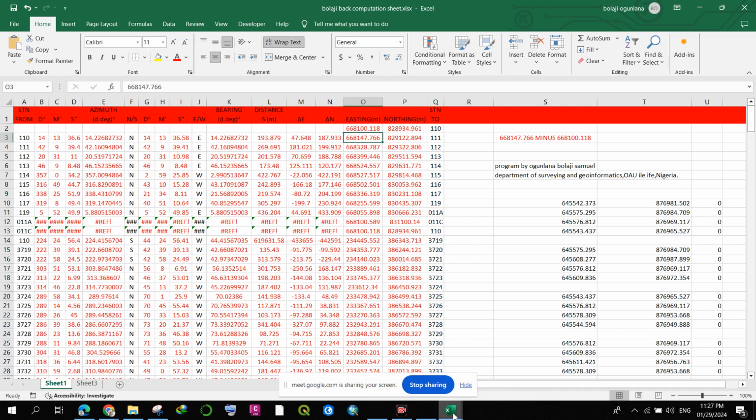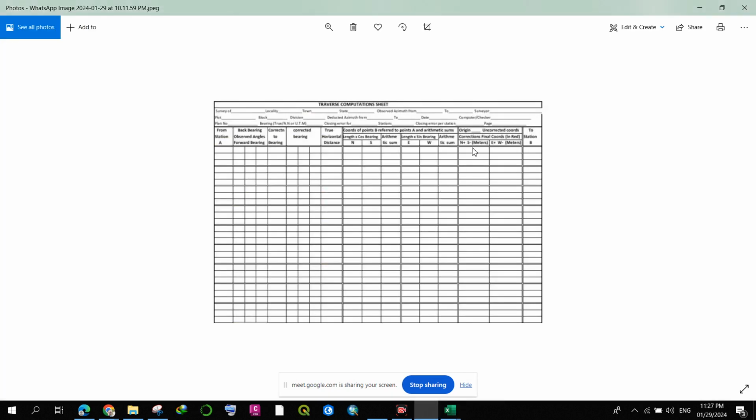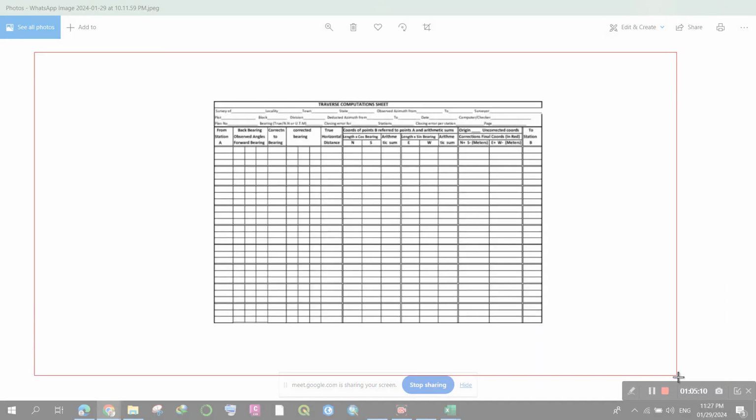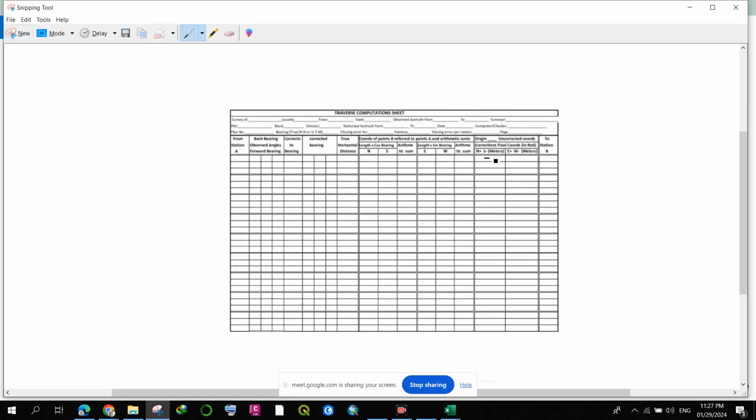If I have a value here, and I want to calculate the next value here, they will give you this value here with bearing and distances. So you have computed the partial northing and the partial easting, and then you want to get the coordinate of the other stations. So you now check the value here.